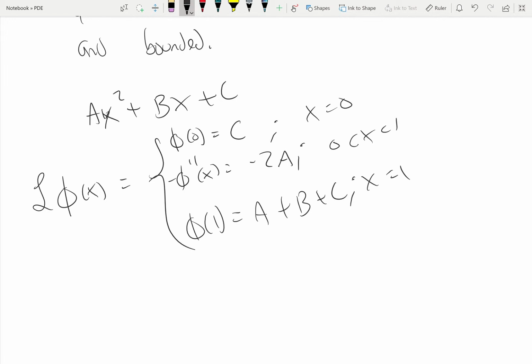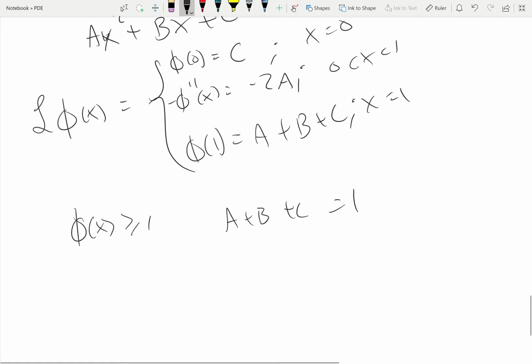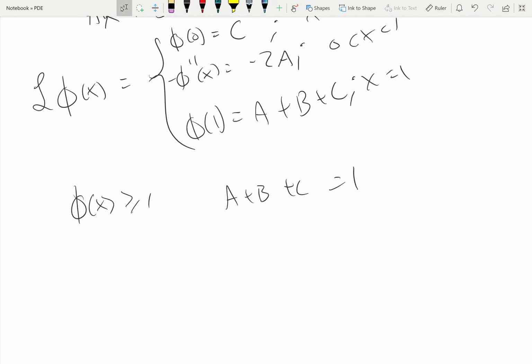Since phi of x has to be bigger than or equal to 1, we need a plus b plus c to be equal to 1, right? And in a sense, we need negative 2a to be greater than or equal to 1, which implies that a is equal to negative 1/2.